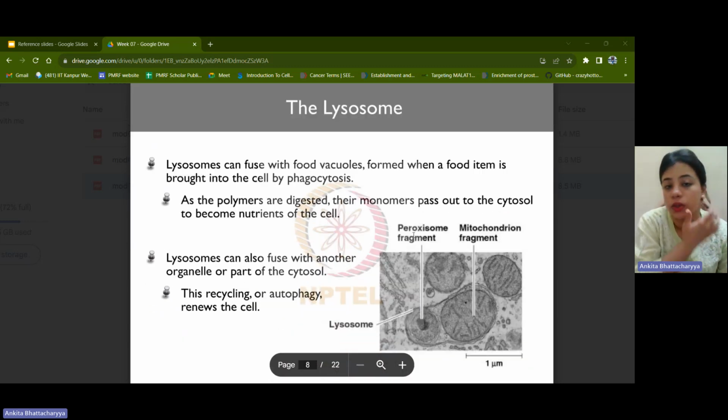Right. So the lysosomes can fuse with food vacuoles, which are formed when a food item is brought into the cell by phagocytosis. And as the polymers are digested, their monomers will pass out to the cytosol to provide nutrition to the cell. On the other hand, lysosomes can also fuse with some cellular compartments, some organelle or some part of the cytosol. And this recycling of the cell's own compartments, which are undergoing digestion, is called autophagy. What it effectively does is renew the cell and provide the cell some sort of energy source for it to persevere through whatever difficult times it is going through.